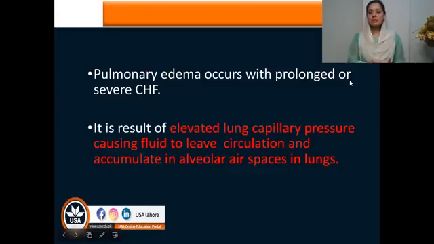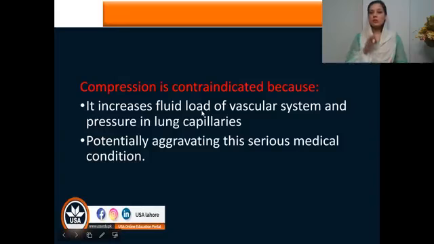Pulmonary edema occurs with prolonged or severe congestive heart failure. It is a result of elevated lung capillary pressure that causes fluid to leave the circulation and accumulate in the alveolar spaces in the lungs. Compression is contraindicated in this case because it increases the fluid load over the vascular system and the pressure in the lung capillaries. That is potentially aggravating for this medical condition.